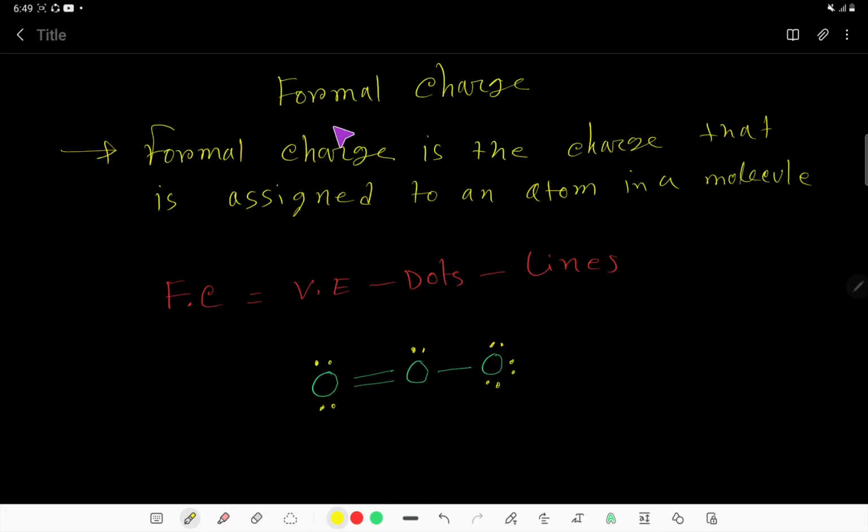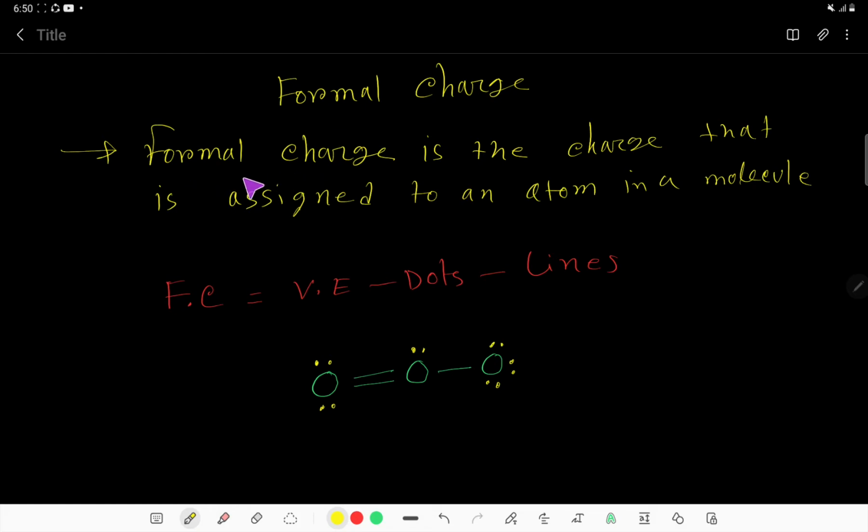In this video, I will show you the trick on how to calculate formal charge easily. So, what is the definition of formal charge? Formal charge is the charge that is assigned to an atom in a molecule. Now I am going to give you another definition of formal charge. Formal charge is the charge that each atom in a molecule would have if the electrons in the bonds were divided equally between the two atoms.